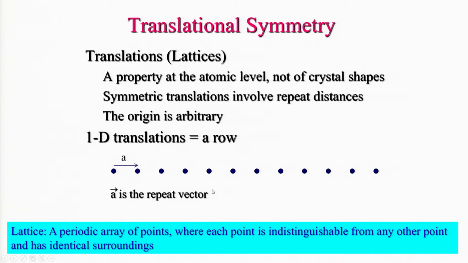Before going to the next stage, let us discuss the lattice here. A lattice is a periodic array of points where each point is indistinguishable from any other point and has identical surroundings. So, in the case of translational symmetry along a particular direction, the periodic translation along a particular direction will develop a pattern, and this pattern along one direction we call a row.